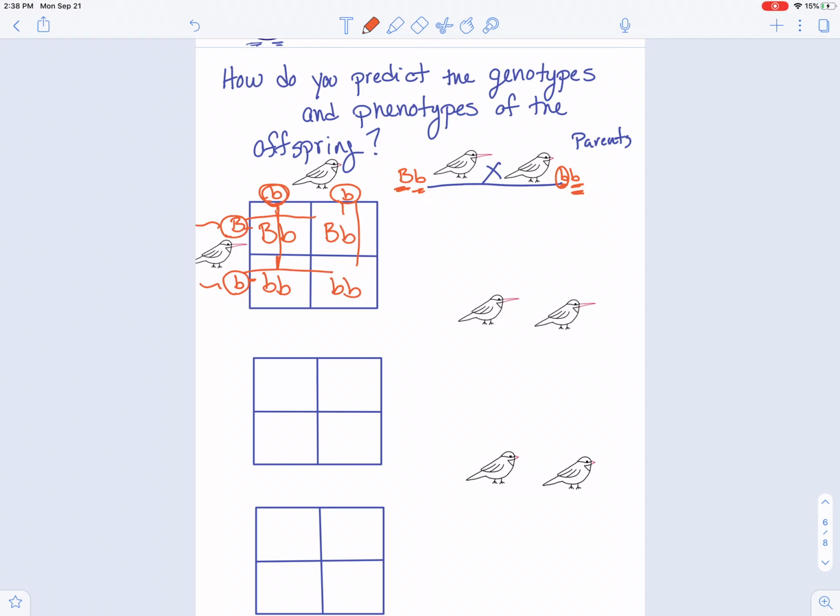So here are all my possible offspring variations based off of the gametes that these parents can make. So I've got 50% of them can be big B, little b, so 50% can be heterozygote or heterozygous, right? And that's its genotype.